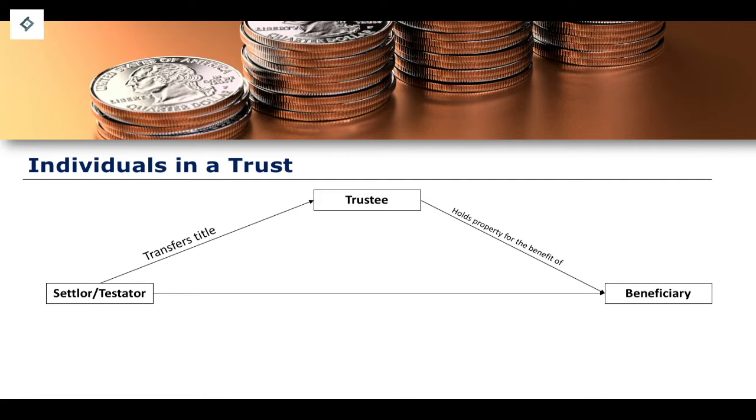And what this does is split the legal and equitable interests in the same property, because ultimately the trustee holds the legal title of that property and the beneficiary will hold the equitable title or equitable rights in that property. And so what a settlor or a testator is doing in creating a trust instrument is dividing the legal and equitable rights over a piece of property between a trustee and a beneficiary.